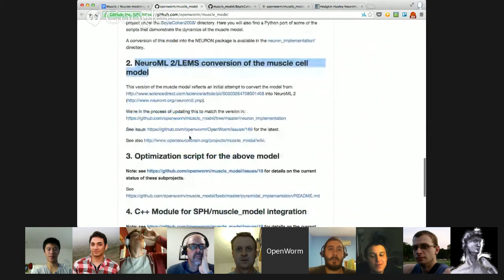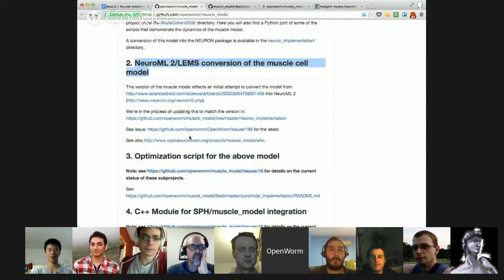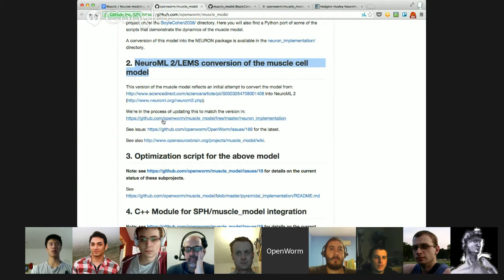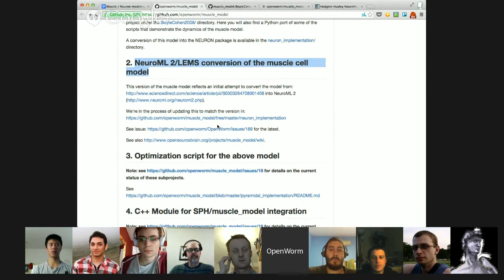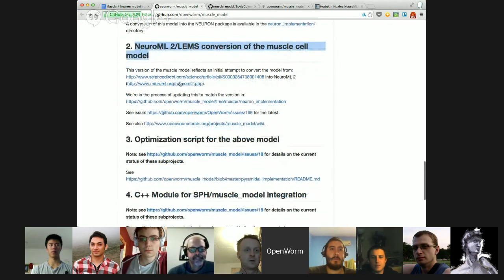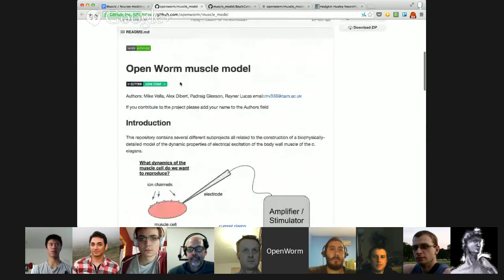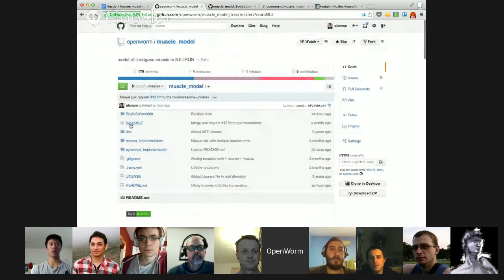Okay, so NeuroML2 LEMS conversion of the muscle cell model. The reason we like NeuroML2 built on top of LEMS, as I started to talk about before, is it has this nice property of describing components of the model in a declarative form of XML. And so the second thing that's in here is that we're moving this into what's under NeuroML2, and there should be a direct link to that in that part of the README, but there isn't. But anyway, that is under here.